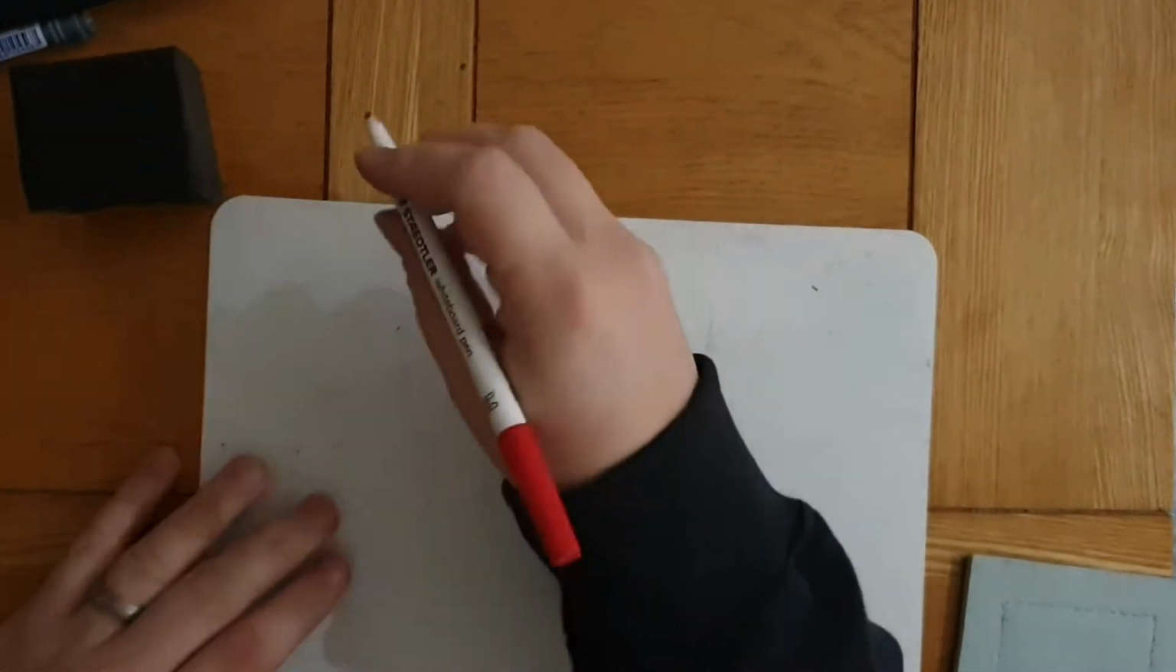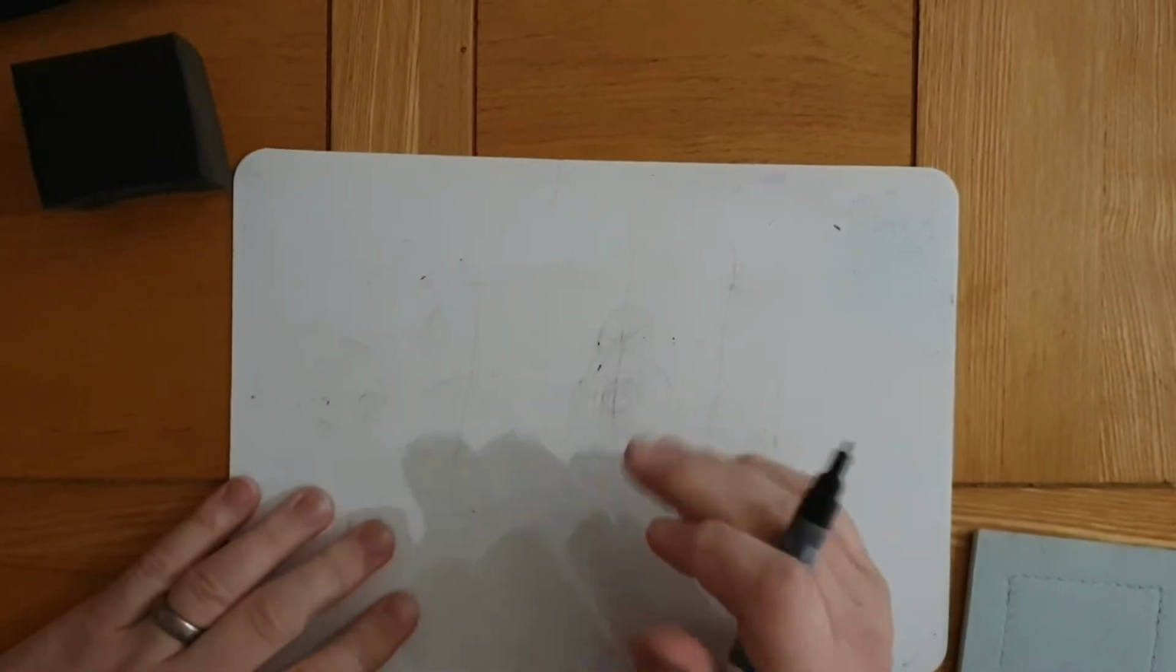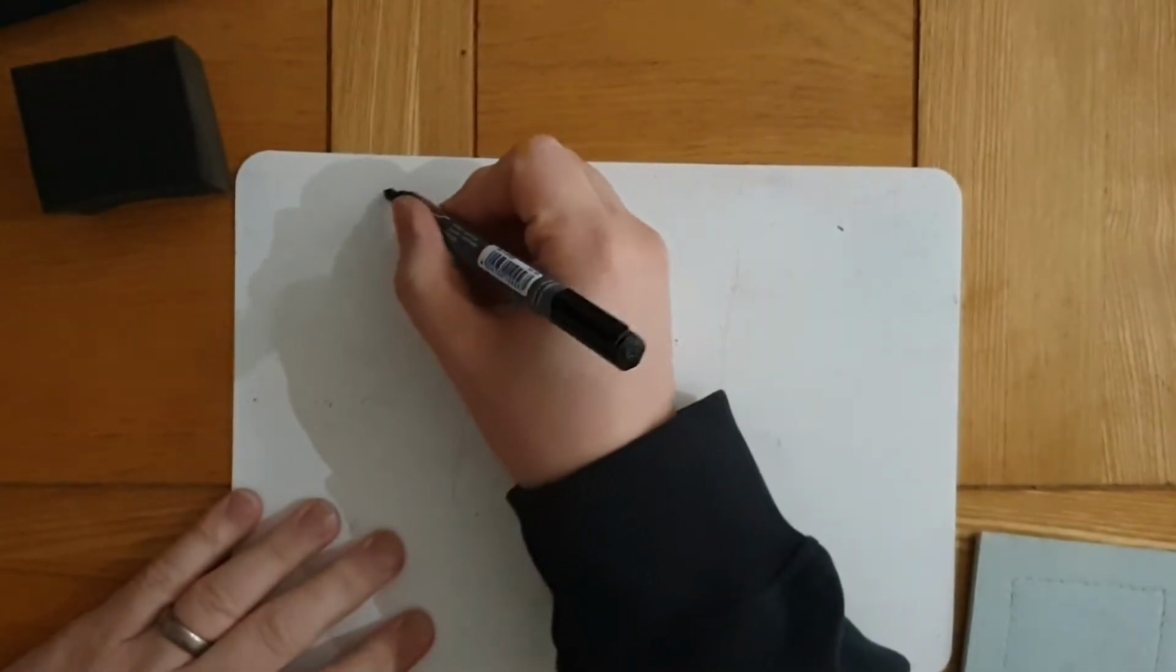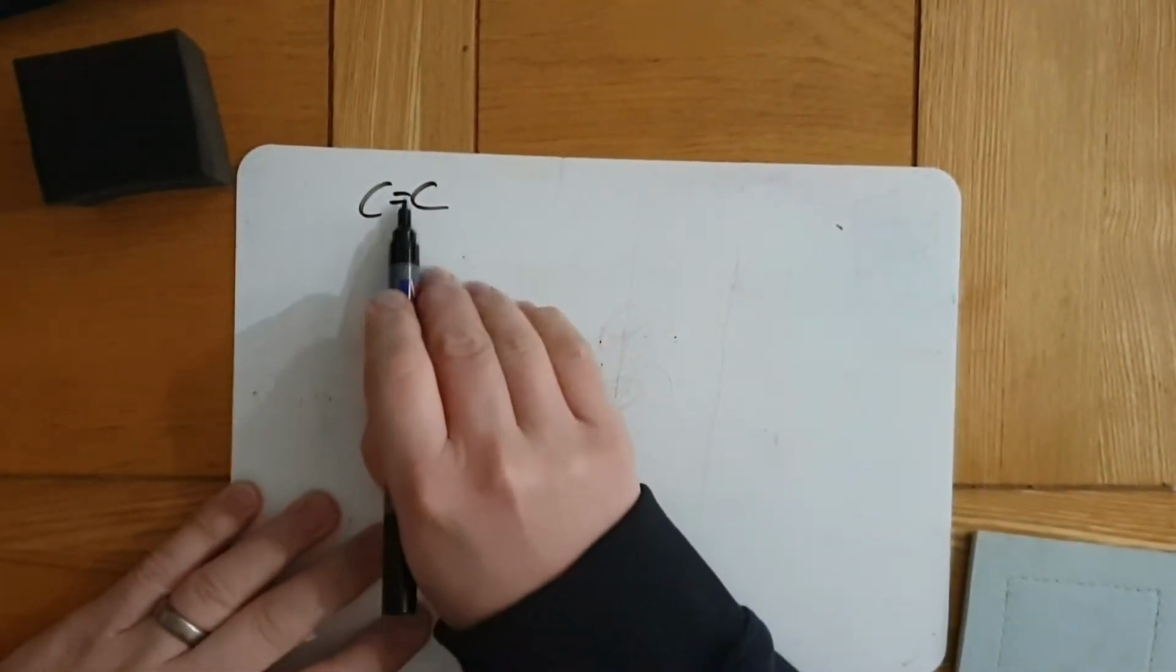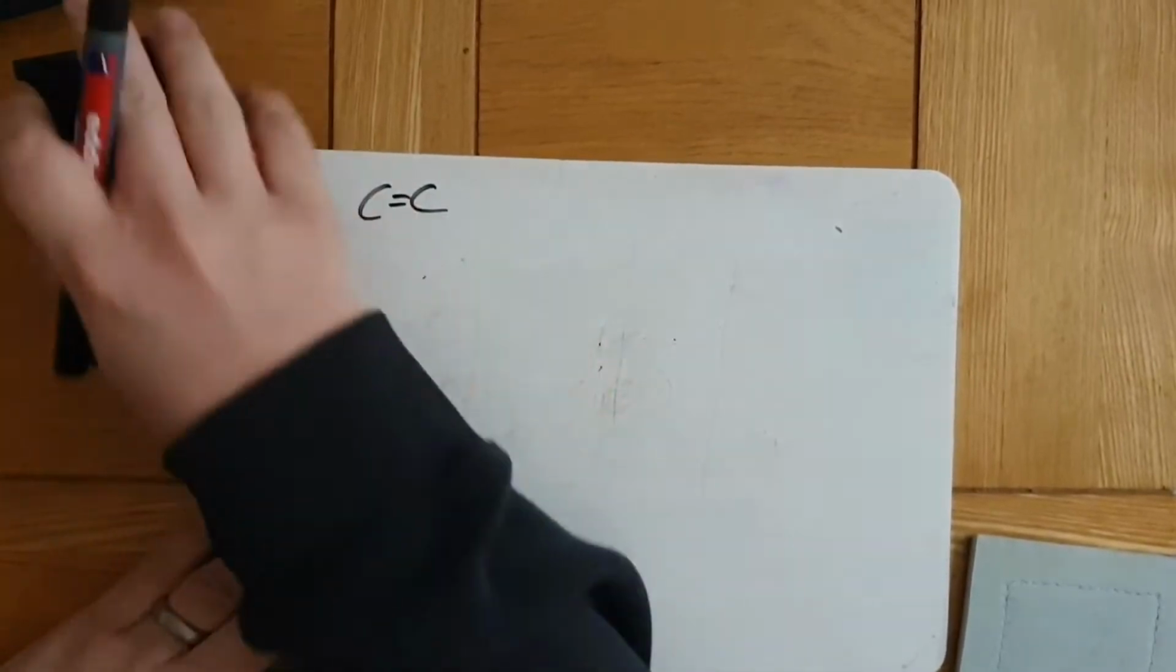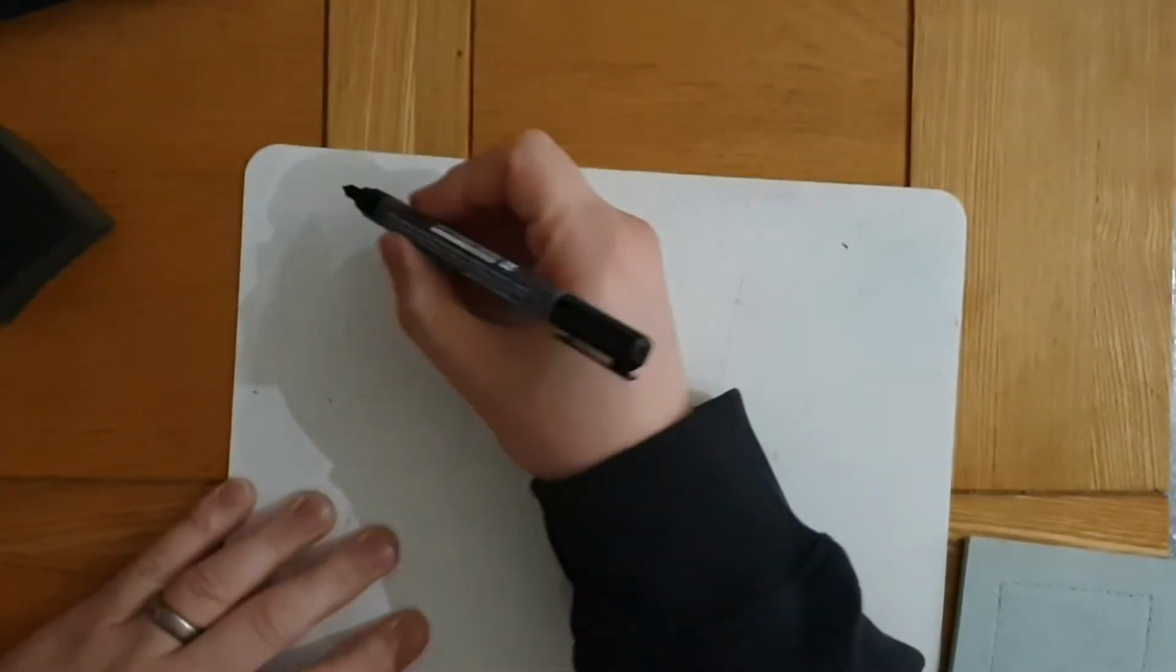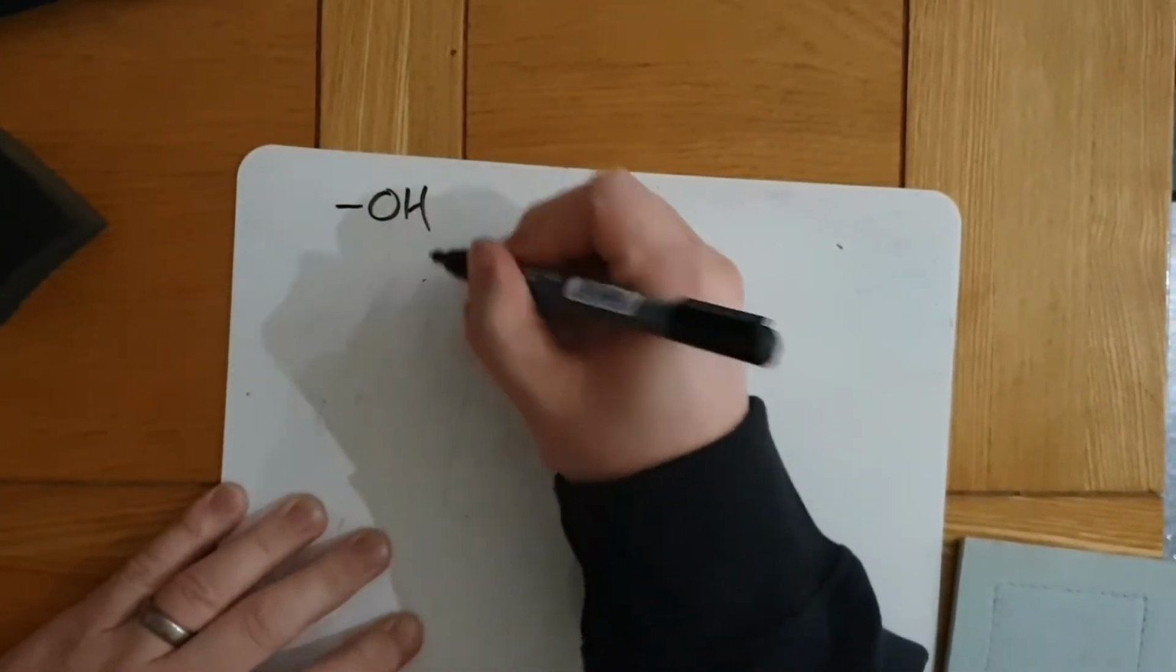So, alcohols. This is a new functional series, a new homologous series, which means it's got a new functional group. The functional group is the thing that defines it as a homologous series. So with alkenes, their functional group was a C double bond C, that made it an alkene. An alcohol is an OH group.